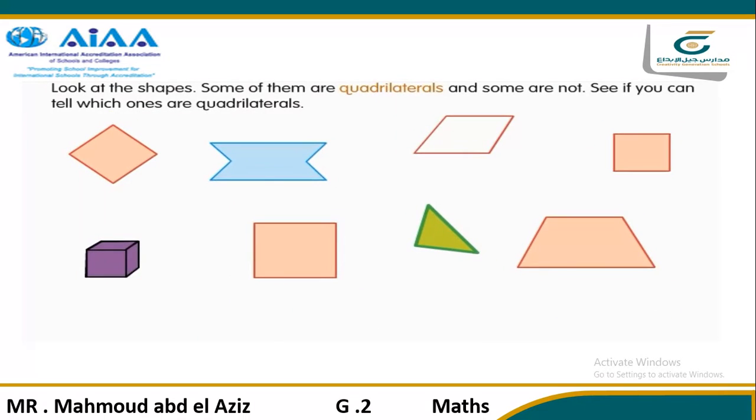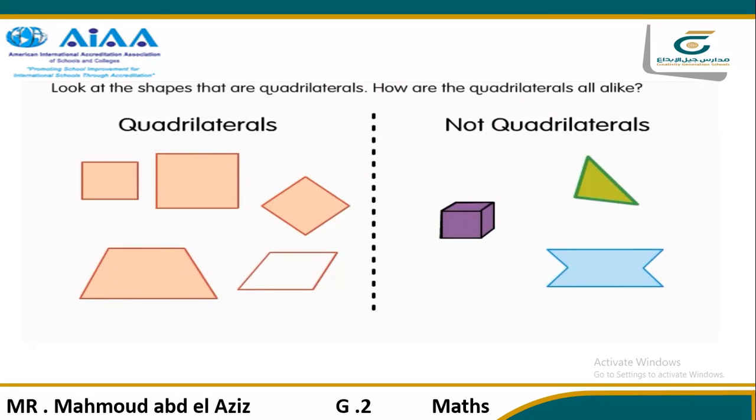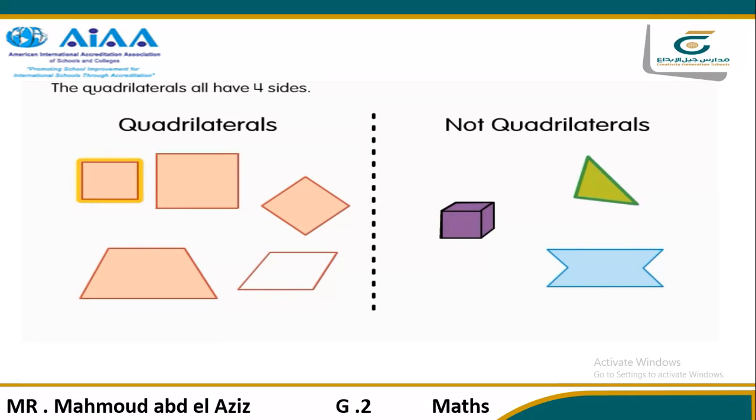Look at the shapes. Some of them are quadrilaterals and some are not. See if you can tell which ones are quadrilaterals. Look at the shapes that are quadrilaterals. How are the quadrilaterals all alike? The quadrilaterals all have 4 sides. The quadrilaterals all have 4 vertices. The quadrilaterals all have 4 angles.